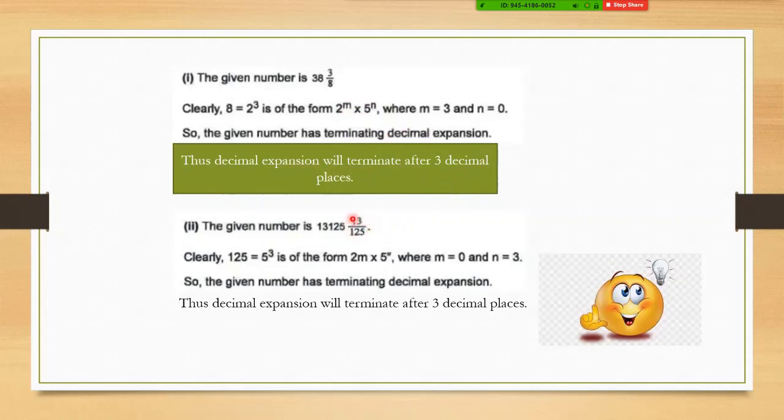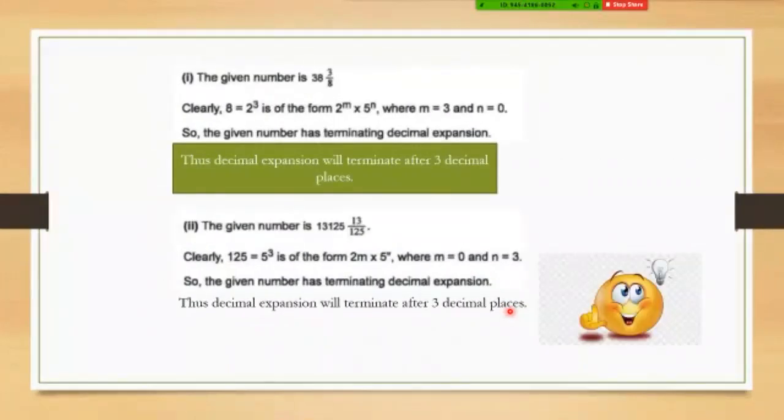Now see, it's already in its simplest form. It cannot be divided further. Now we have to find the prime factors of 125. 125 is nothing but 5 cube. So m is 0, n is 3. So again you can see 3 is greater than 0. So yes, the decimal expansion will terminate after 3 decimal places. Okay?